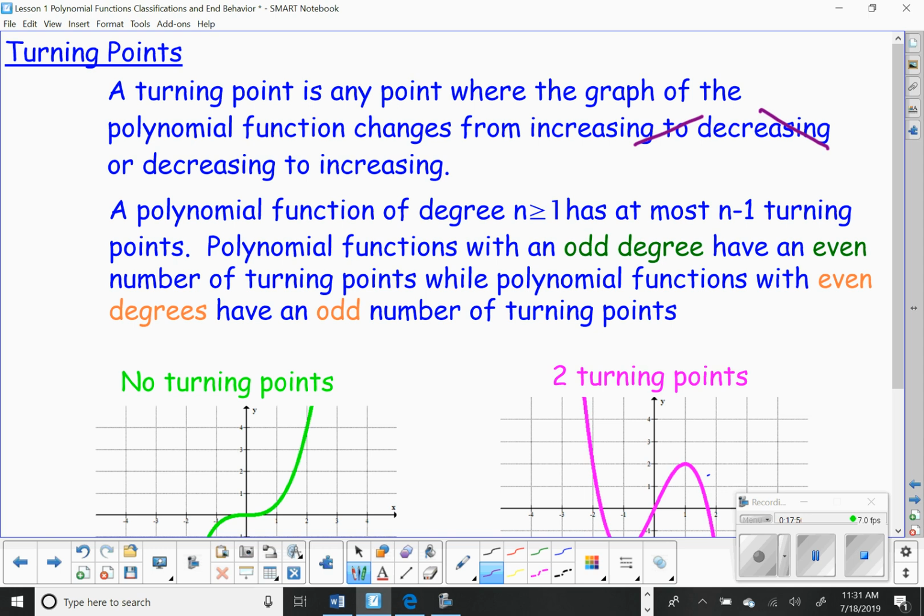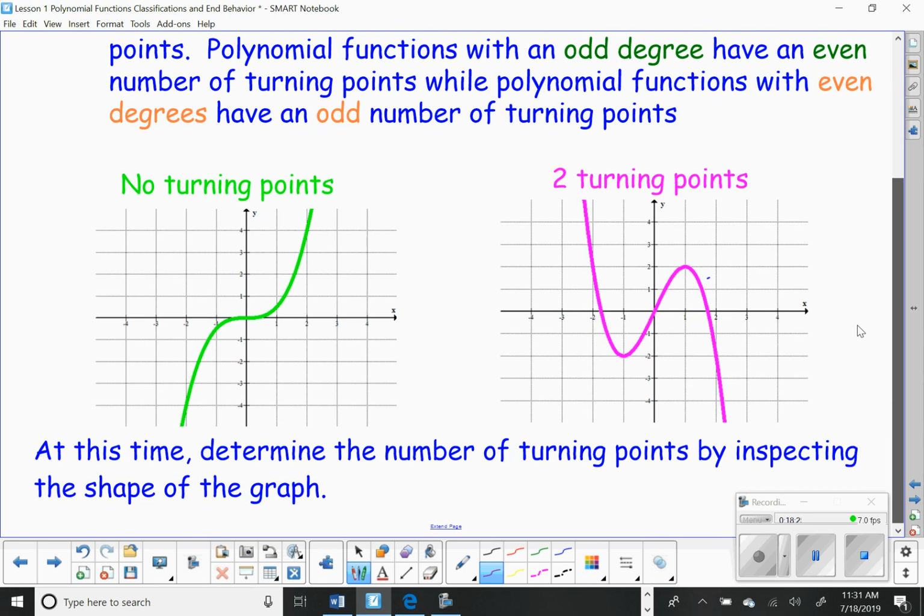A polynomial function of degree n greater than or equal to 1 has at most n minus 1 turning points. It might not have any turning points, okay, if it's odd, but at most it can have one less than the degree. Polynomial functions with an odd degree have an even number of turning points, while polynomial functions with even degrees have an odd number of turning points.